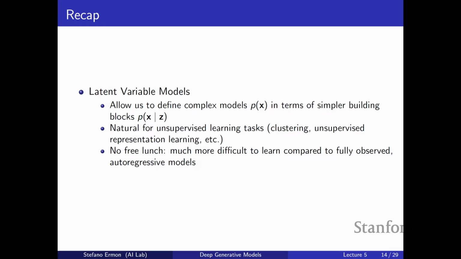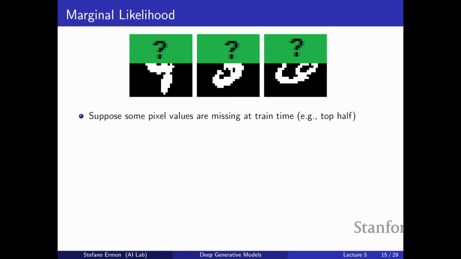Cool. And now we'll see the no-free lunch part, which is that it's going to be much harder to learn these models compared to the autoregressive, fully observed models that we've seen so far. And the problem is that basically you have missing values. Imagine that you still want to train an autoregressive model, but now some of your data is missing. So you still want to fit an autoregressive model over the pixel values, but now you don't know the value of the top half of the images.